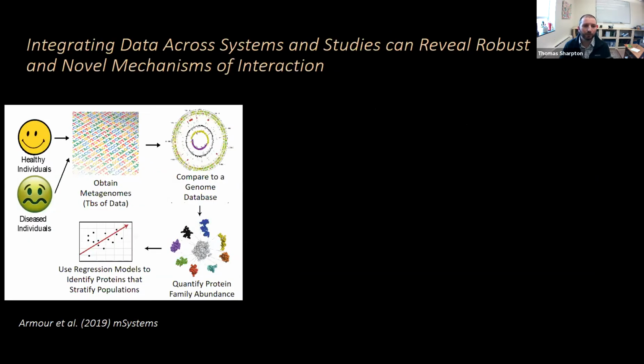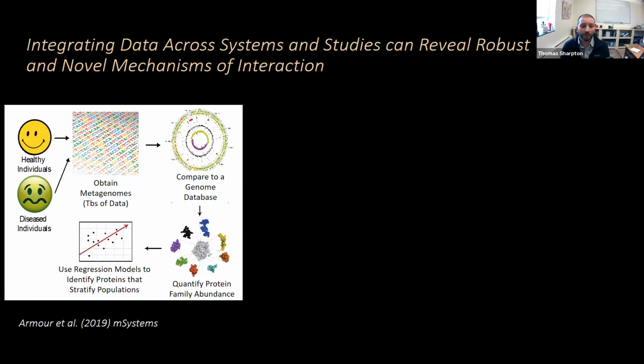By way of example, I'll introduce you to some work that we did a couple years ago, where we obtained a litany of publicly available data sets from a variety of human gut metagenome clinical investigations. And we were interested in doing a meta-analysis on these data to identify gene families that robustly associate with different human diseases across studies, as well as gene families encoded in the metagenome that robustly associate with disease across different diseases, all right?